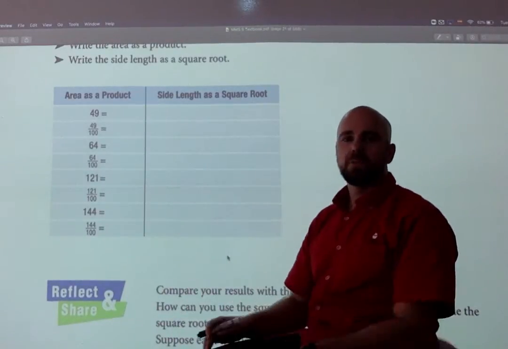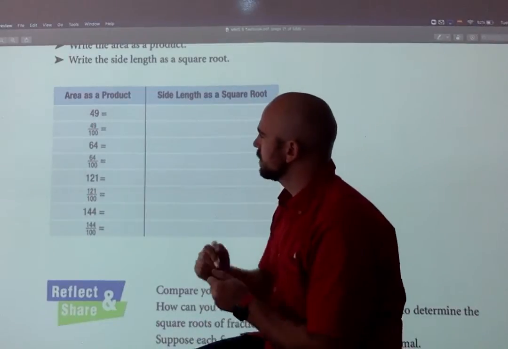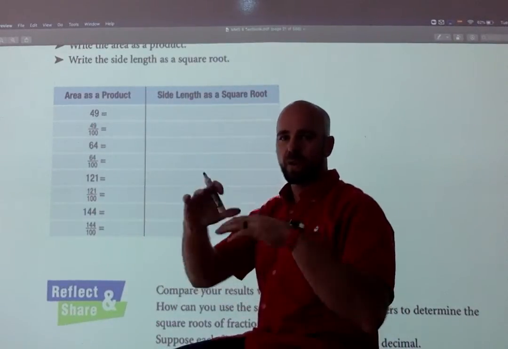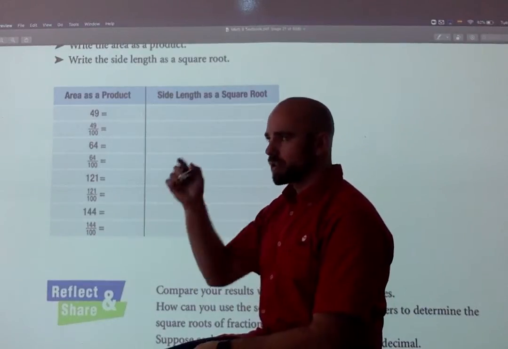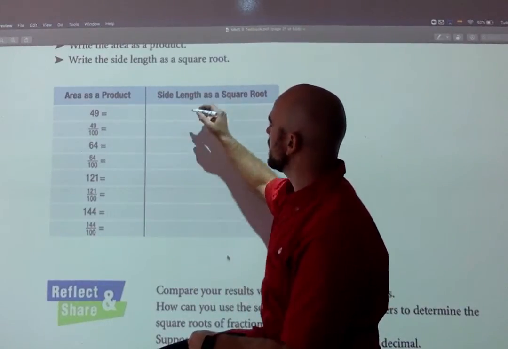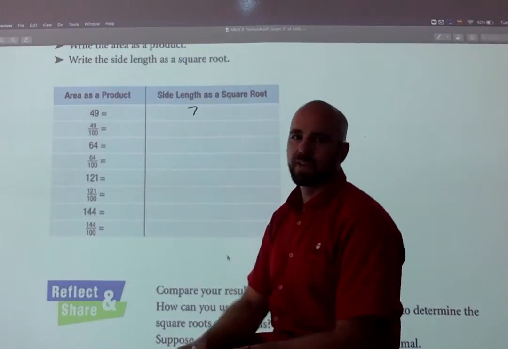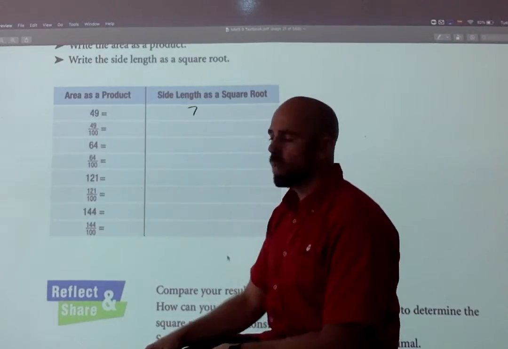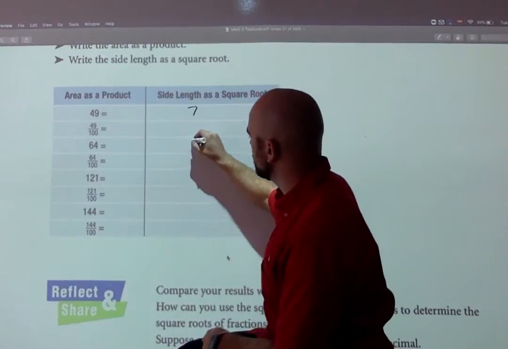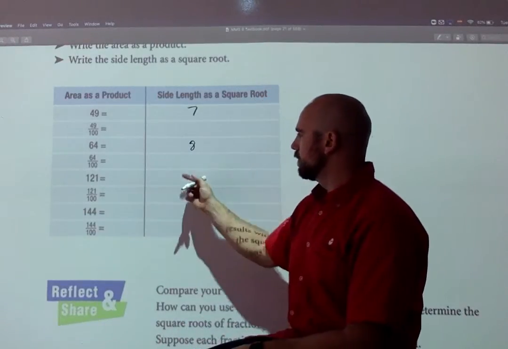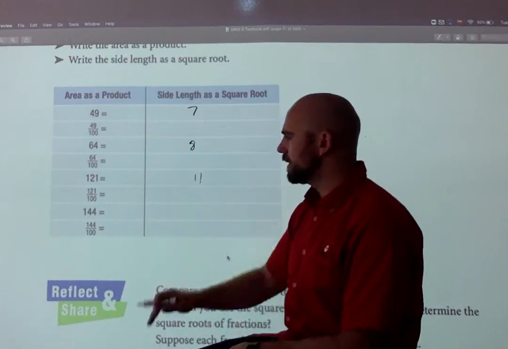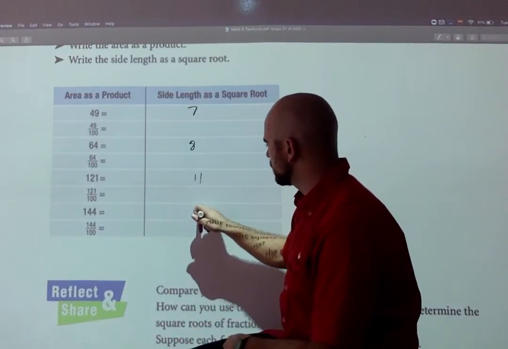Okay, I assume that you've paused it and now you're back. So the area of each product, that's all the squares. We have 49 total squares, which means our side length is going to be 7. 7 times 7 is 49. When we have 64, that's 8 times 8, so we have 8. When we have 121, that's 11 times 11. And when we have 144, that's 12 times 12.